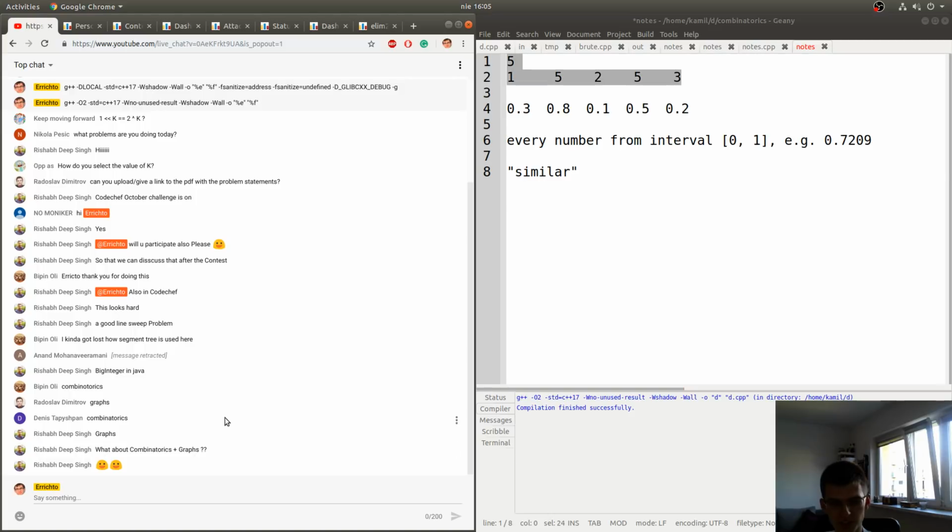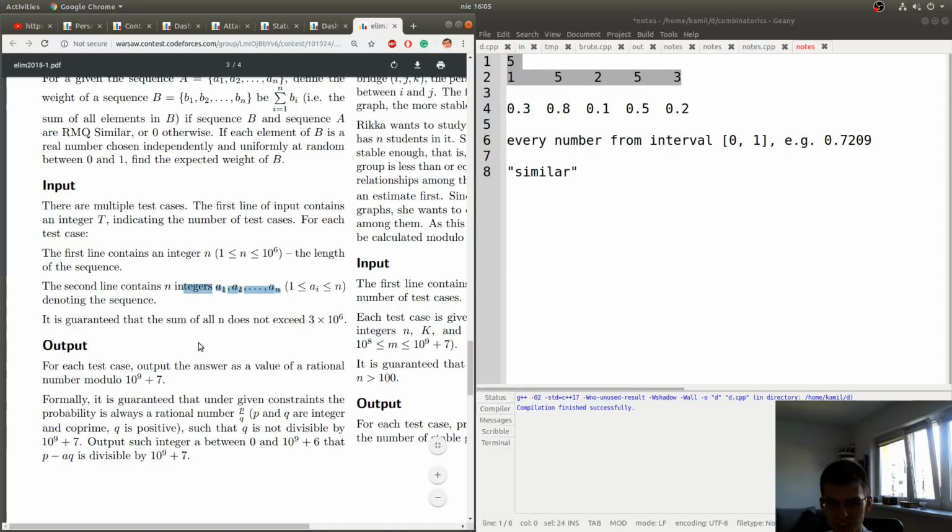What about combinatorics plus graphs? Well, it was either that or that.